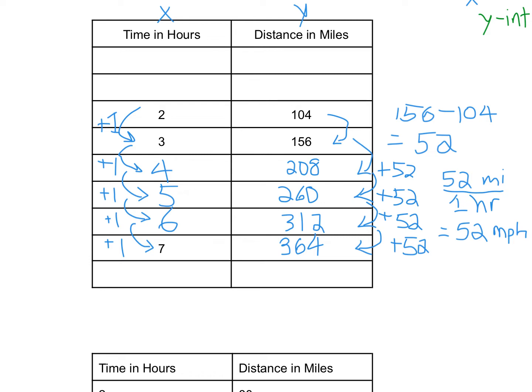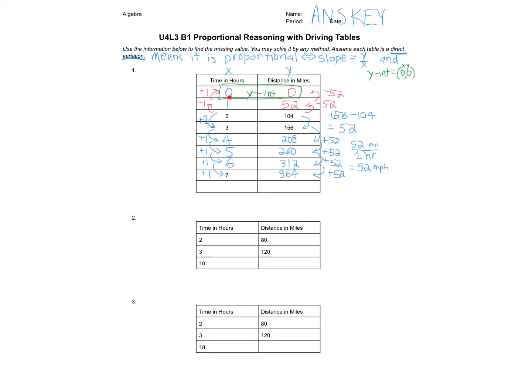Remember also, if I go backwards, I'm going to have to subtract 52 then, since I'm counting backwards by ones. Remember, at time 0, my distance should be 0 because it's a direct variation. The y-intercept is at (0, 0) because all direct variations have a y-intercept at (0, 0). If x is 0, your y should be 0. Notice also when x is 1, your y answer is your slope, so 52 is my slope.